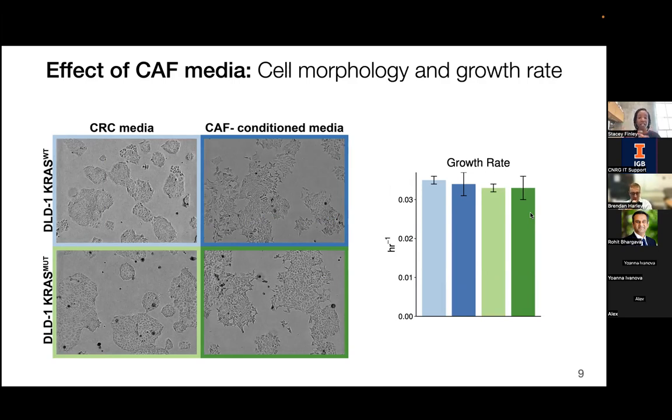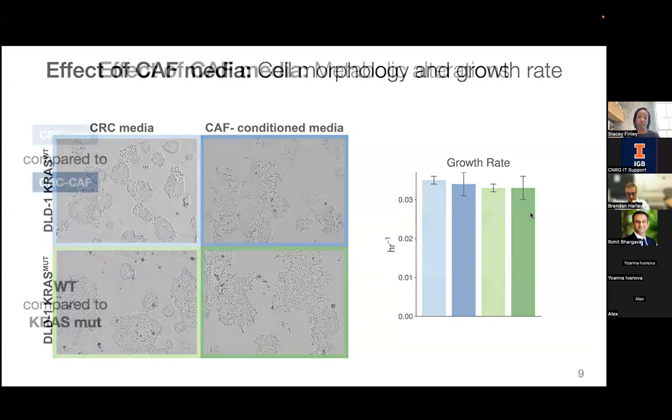So that led us to say, well, we don't see anything at this bulk level. Maybe we can go in and look at what's happening inside of the cells as a way to give us insight into how the CAF conditioned media might be affecting the colorectal cancer cells.